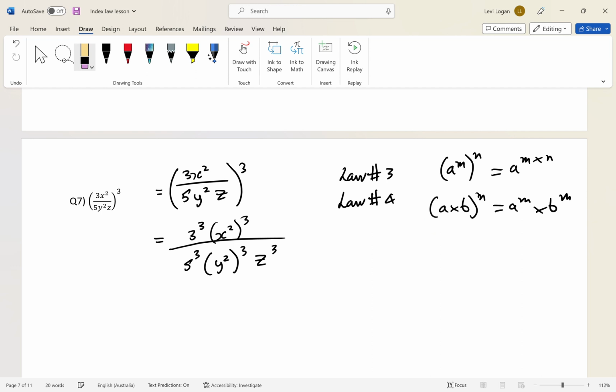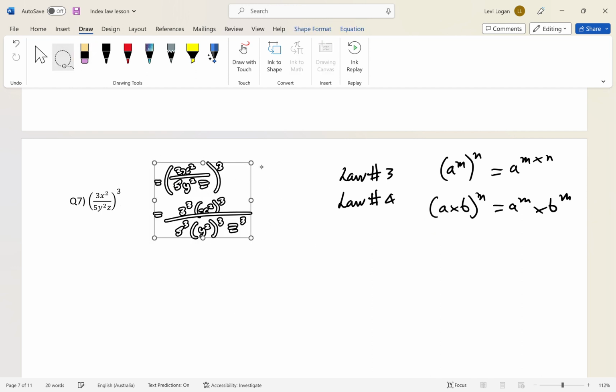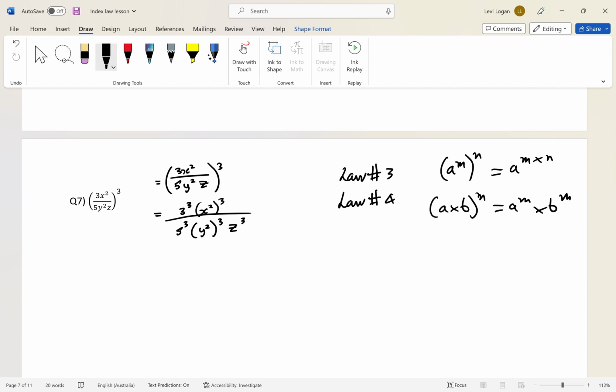So let's move on. Let's actually make this a bit smaller because I've made it a bit big. Alright, so let's sort out our numbers first. So 3 to the power of 3 is the same as 3 times 3 times 3. This is going to be equal to 9. 9 times 3 is 27. So we're going to have 27 at the top of our fraction.